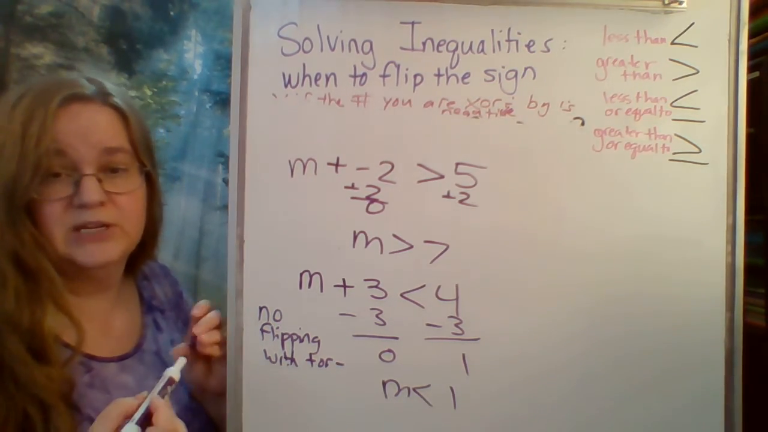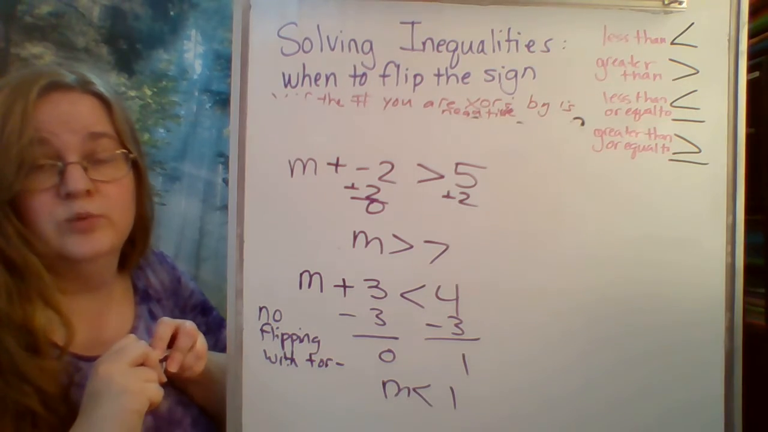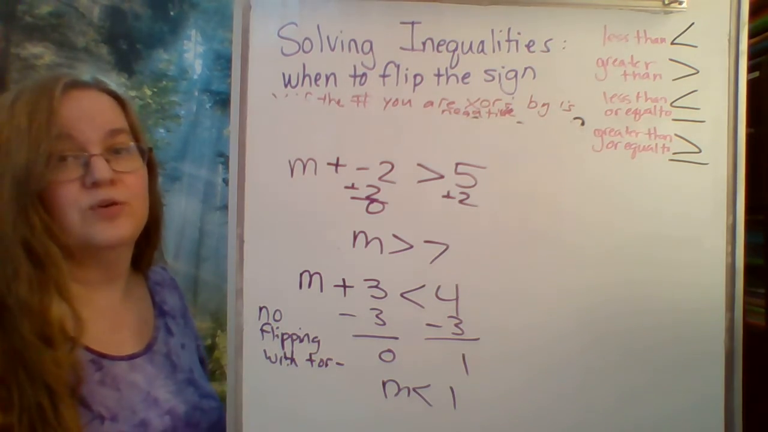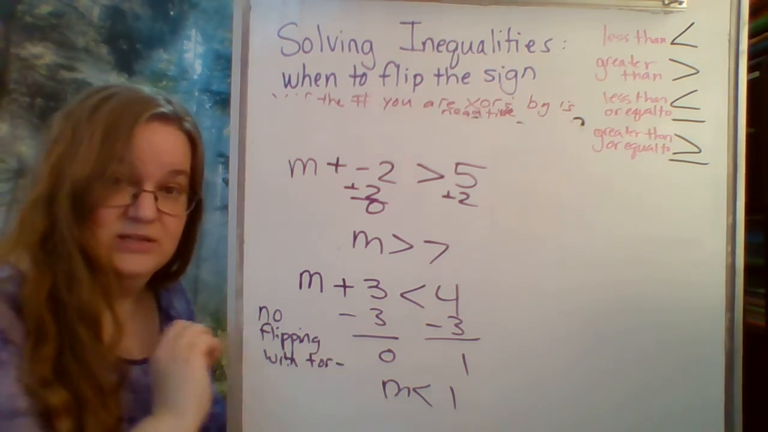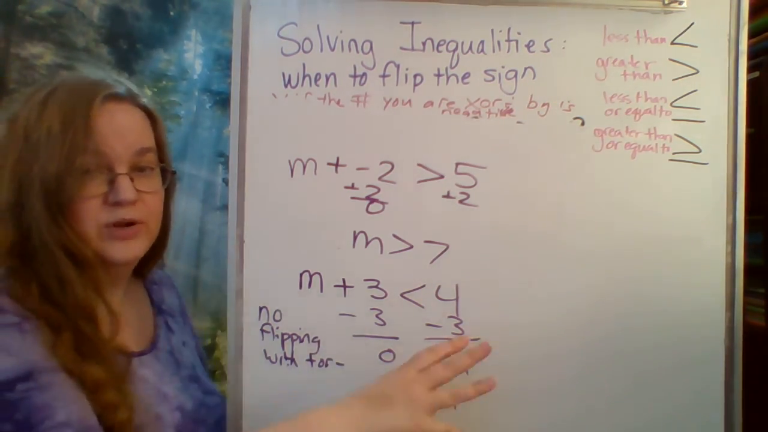It's only with multiplication or division, and it's only when you're dividing by a negative number or multiplying by a negative number. It's the one that you're doing to both sides of the equation, not the one that's all by itself.